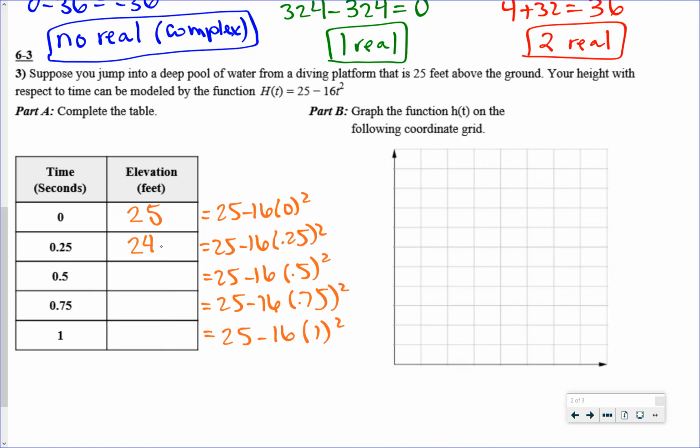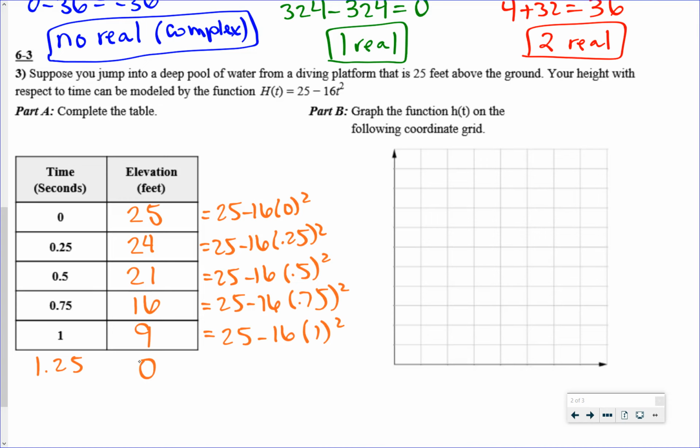What is 0.5 squared? 0.25. Good. What is 0.25 times 16? 4. And what's 25 minus 4? 21. All right, 0.75 squared. All right, 0.5625 times 16 is 9. 25 minus 9 is 16. 1 squared times 16. 25 minus 16 is 9. Good. And spoiler alert, it's not on here, but if we went one more, we would get 0.